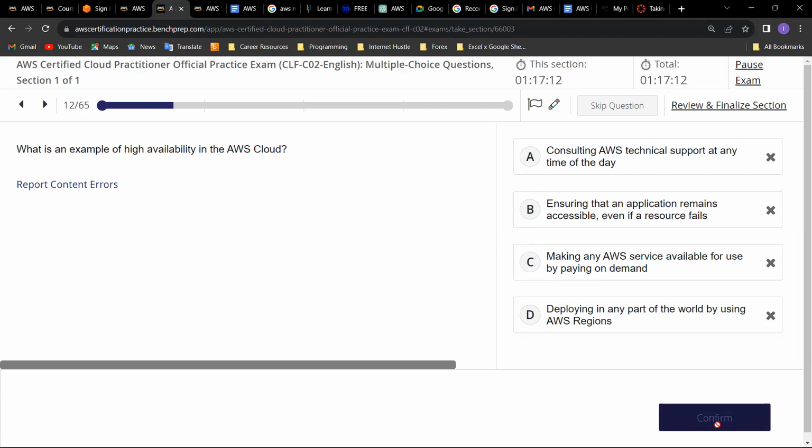What is an example of high availability in AWS cloud? Let's move.